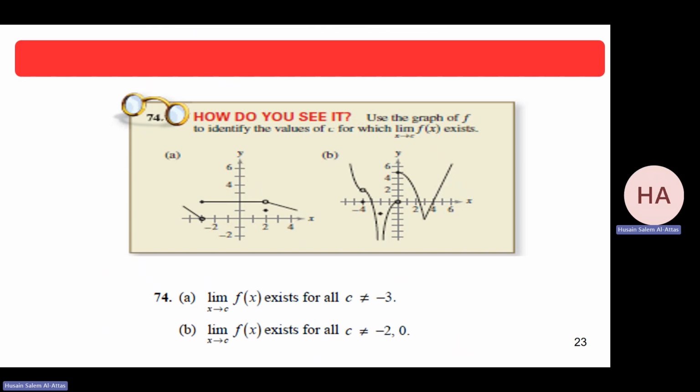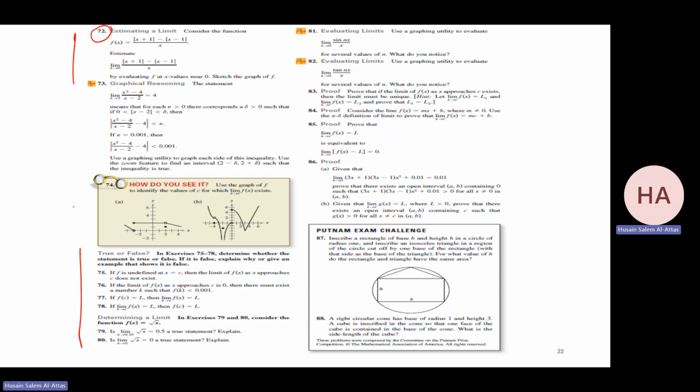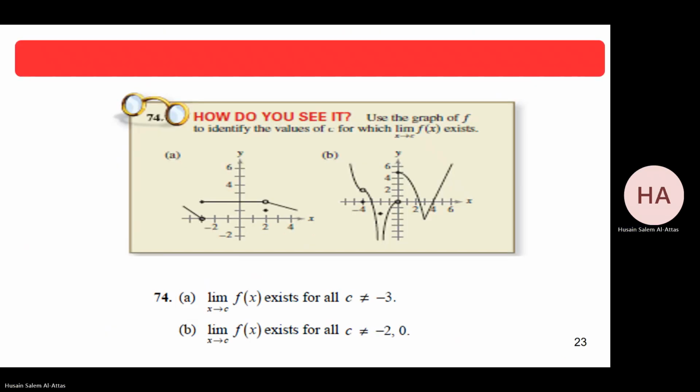Before that, let me do 74. Then I will do this one, then I will do this true false. This 74: use the graph to identify values of C for which the limit does not exist.